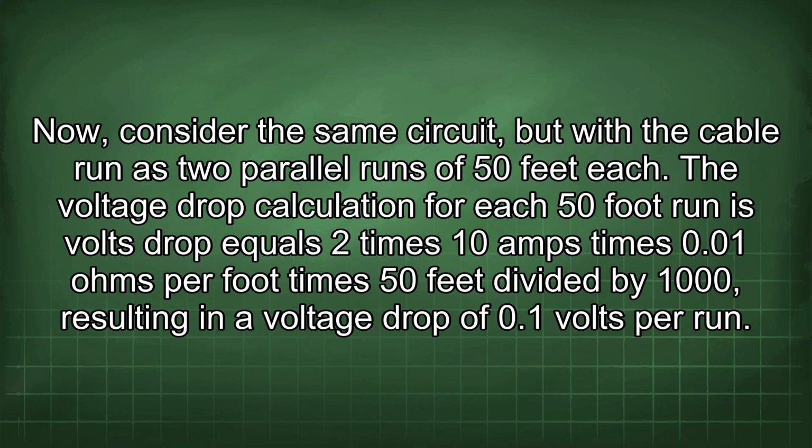Now, consider the same circuit but with the cable run as two parallel runs of 50 feet each. The voltage drop calculation for each 50-foot run is volts drop equals 2 times 10 amps times 0.1 ohms per foot times 50 feet divided by 1000, resulting in a voltage drop of 0.1 volts per run.